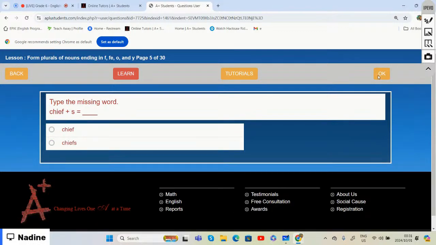All right, and the last one, chief. We have one chief, right? But if we want to show that there's more than one chiefs, do we add an S only? Or do we say it stays option one, chief, or it changes to option two, chiefs. Which one is correct?